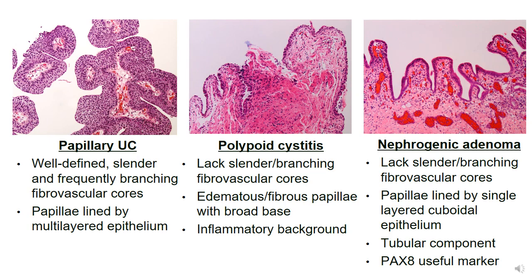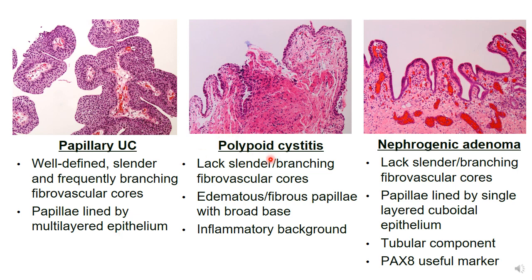So here is a side-by-side comparison of all these three papillary processes for you. So papillary urothelial neoplasm is characterized, as I discussed, by well-defined, slender, and frequently branching fibrovascular cores, and then the papilla can be lined by normal or abnormal multi-layered epithelium. So that is the characteristic of a papillary neoplasm.